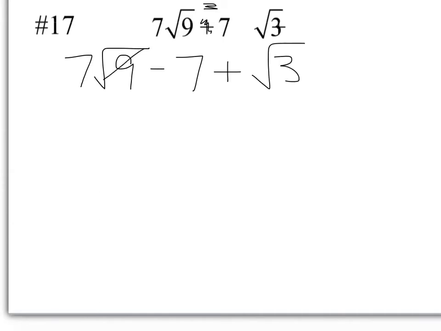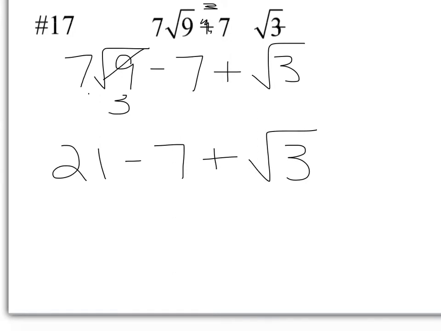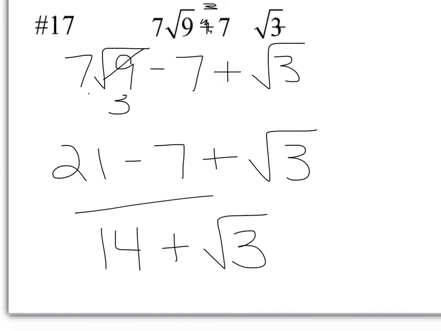So again, square root of 9 is 3. So 7 times 3 is 21 minus 7 plus the square root of 3. 21 minus 7 is 14 plus the square root of 3. And that's as far as you can go. And that's actually the book question. So that was my mistake. I had a plus in there. It was supposed to be a minus. Either way, done the same way.